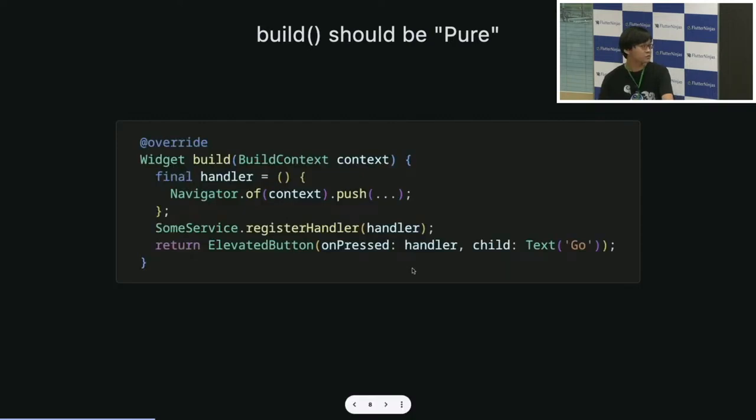So have you seen this build method? Who has seen this one? I believe all of you, right? Yeah, I saw this one this morning. This is not pure because the service.register handler causes a side effect. This function will register the handler object outside of the build method. So that is impure.